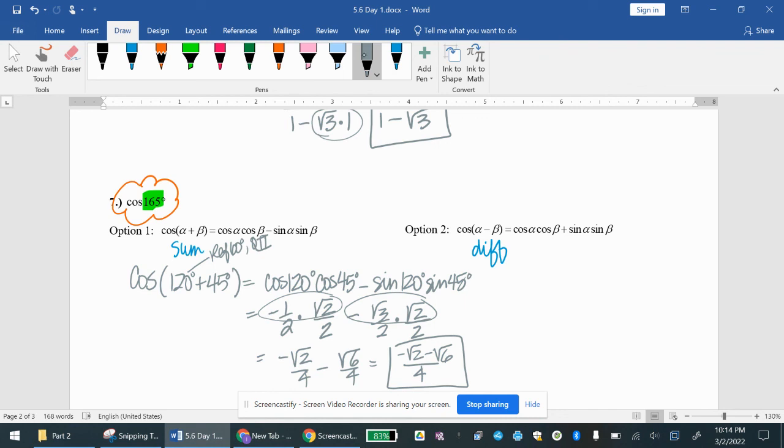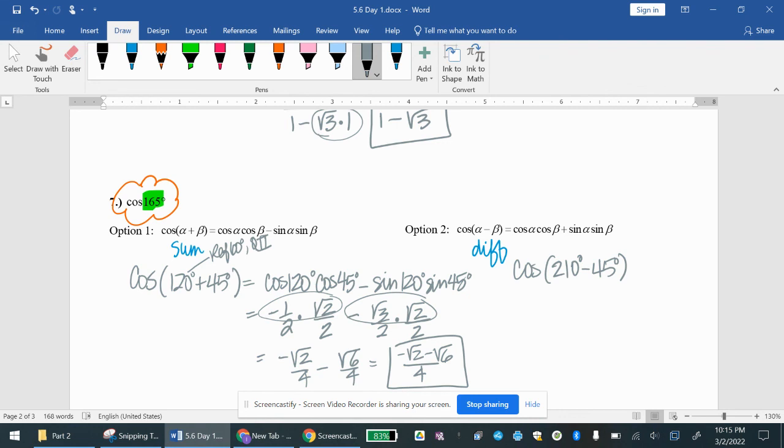Now, you could have used a difference. So you could have also subtracted 210, same numbers, different order. 210 minus 45 degrees. Okay, and I put the answer for that on Google Classroom, so feel free to check it out.